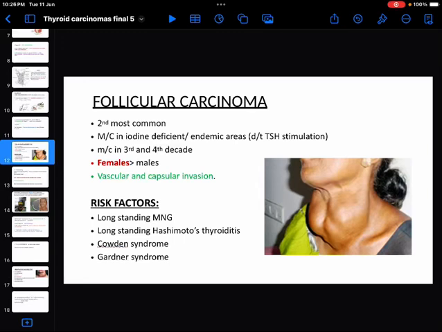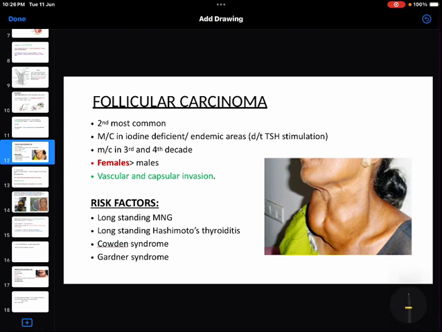Now we are going to see about follicular carcinoma of thyroid. Follicular carcinoma of thyroid is the second most common type of thyroid carcinoma after papillary thyroid carcinoma. It is most common in iodine deficient and endemic areas. Because of the TSH stimulation in these iodine deficient and endemic areas, follicular carcinoma is seen. The second most common in this area is papillary thyroid carcinoma.